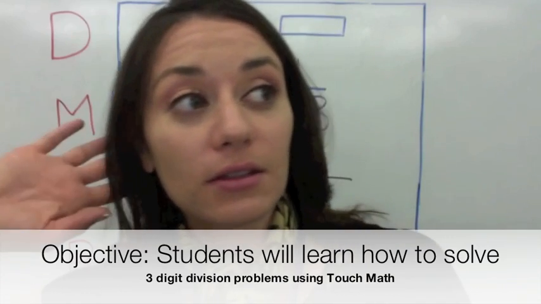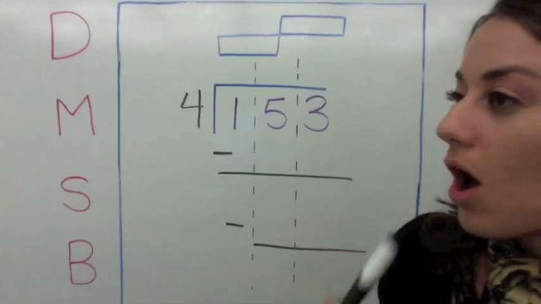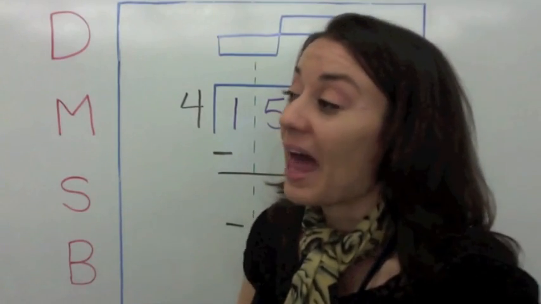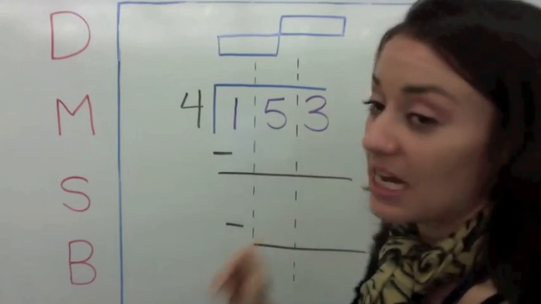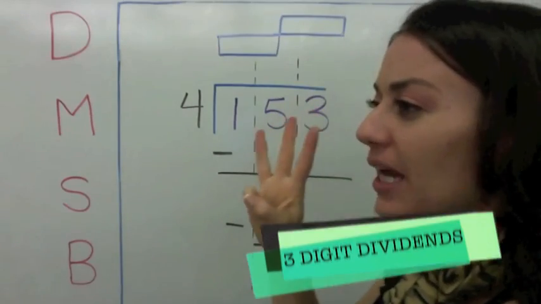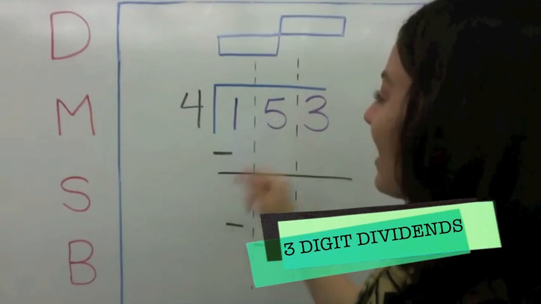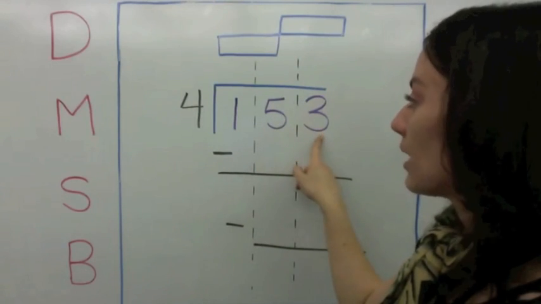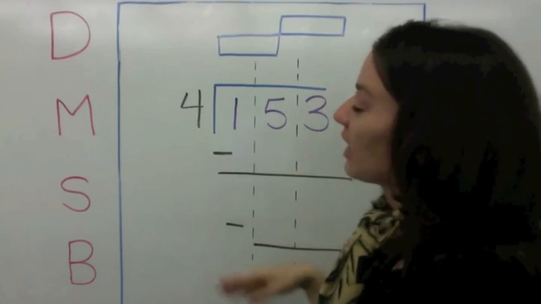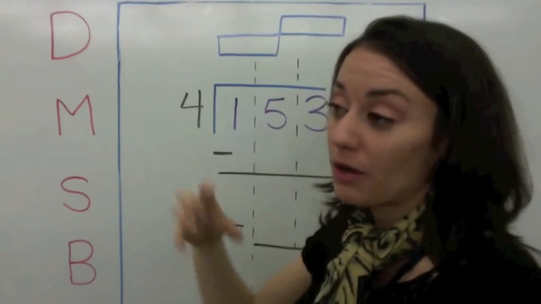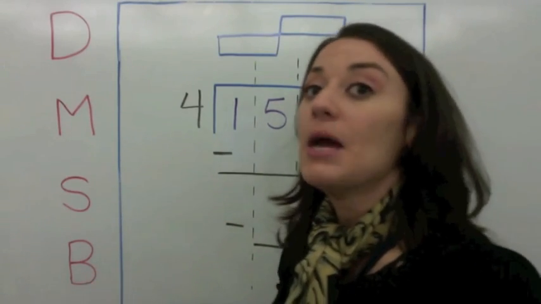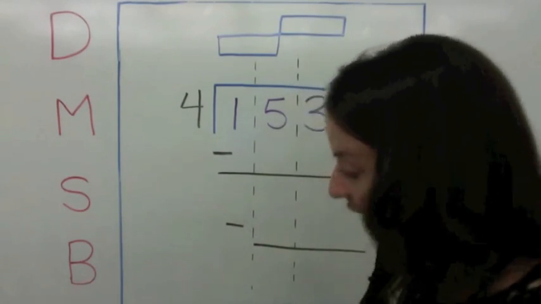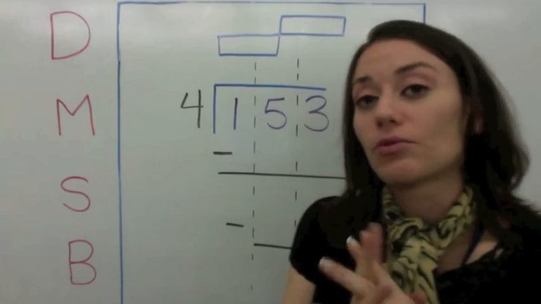Using what? Very good. Okay, so now we're going to have 3-digit dividends. What did I say? 3-digit dividends. And the big number that's underneath the box right here is 153. Now you're going to take 153 and try and divide it by 4. So 153 into 4 equal groups. But there's going to be some left over. And we call the leftover the remainder.